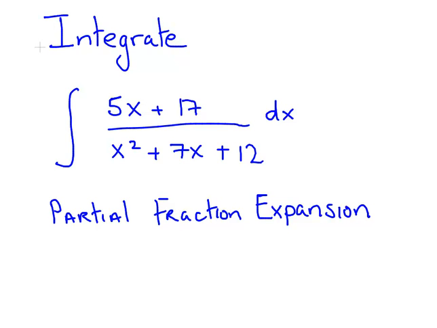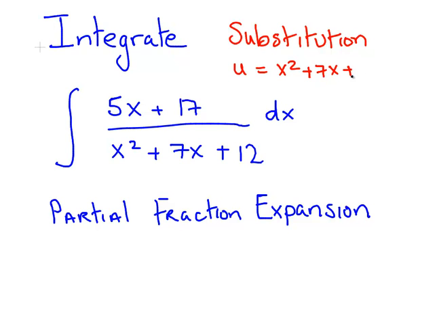What you might try out first, before I go into anything, is the substitution technique. This might be the first port of call for something like this, letting u equal x squared plus 7x plus 12. What you are looking for there is something that cancels out with 5x plus 17. But if you go down that route, you won't find something that comes easily. So that's not going to work.